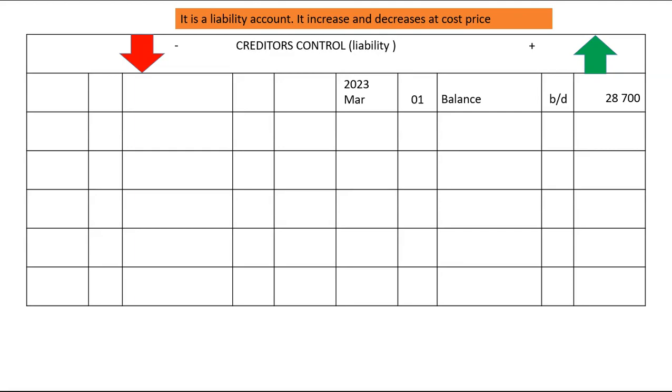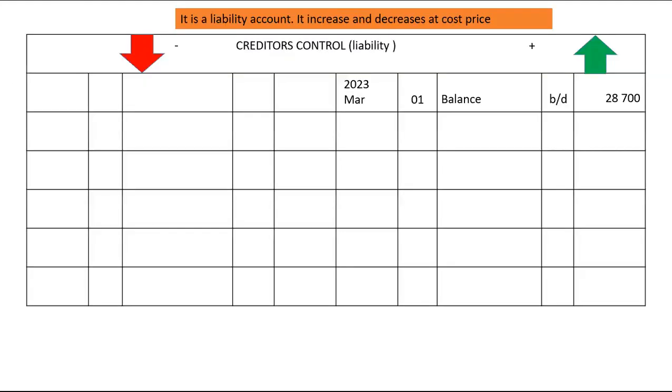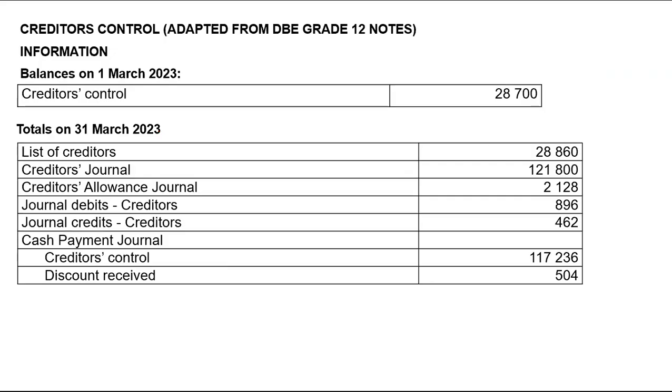That 28,700 was given to us here as the creditors control at the beginning of the month. All right. Creditors control will increase by the creditors journal because we're buying on credit. But remember, there was a mistake with your creditors journal. That amount must be reduced by 800. We're going to put it on the credit side of our creditors control, and the amount will be 121,000. Then on the credit side, we're going to put in general credits. Remember, the general credits amount to 462,000.